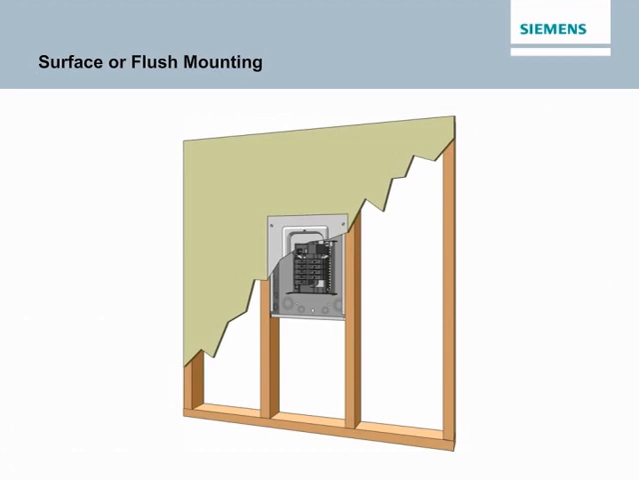Load center installation requires careful planning to ensure a safe environment for personnel and equipment. Article 110.26 of the NEC covers spaces about electrical equipment. The intent of Article 110.26 is to provide enough working space for personnel to examine and maintain energized equipment.